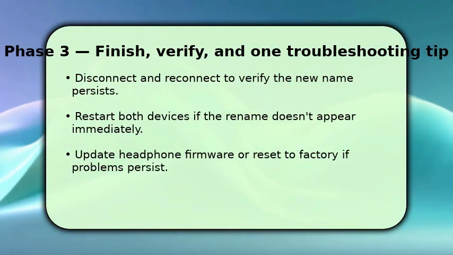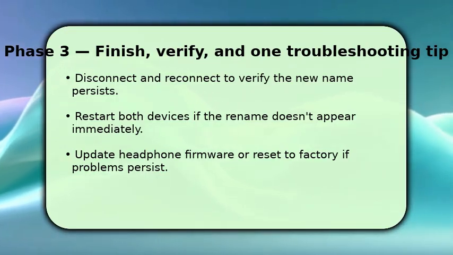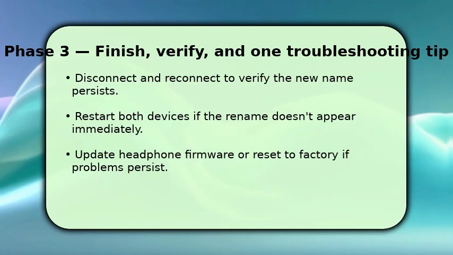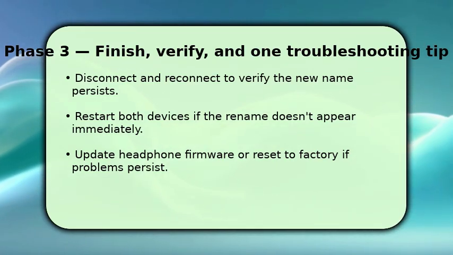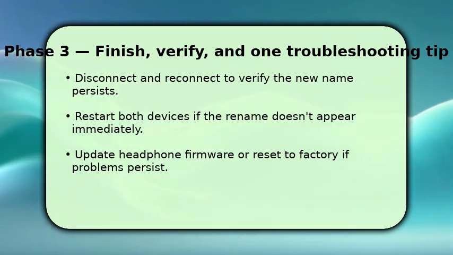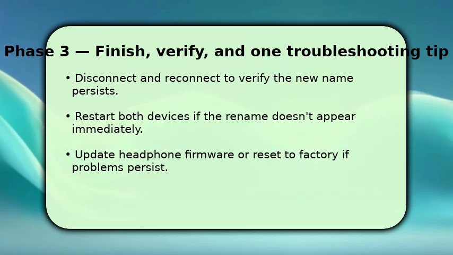You finish by disconnecting and reconnecting to confirm the new name is persistent across reconnections. This verifies the write succeeded. If the name fails to appear, restart both the headphones and the host device because cached Bluetooth entries can hide changes. If restarts don't work, check for firmware updates or perform a factory reset on the headset. These steps restore renaming capability when settings are locked.